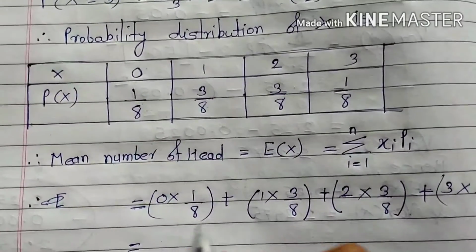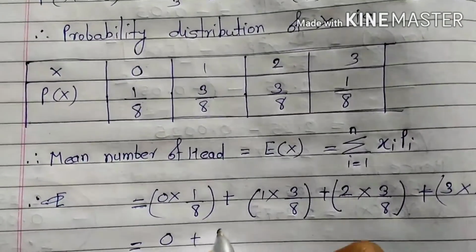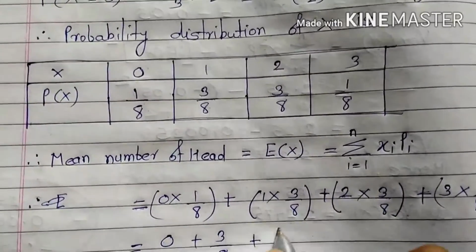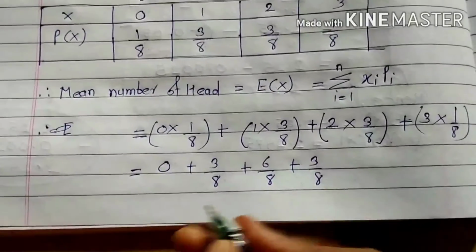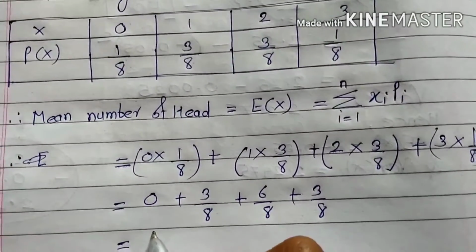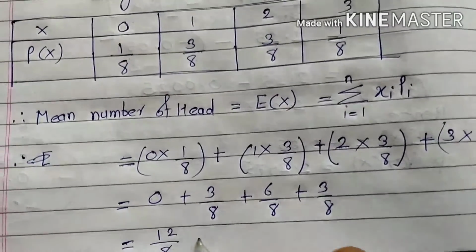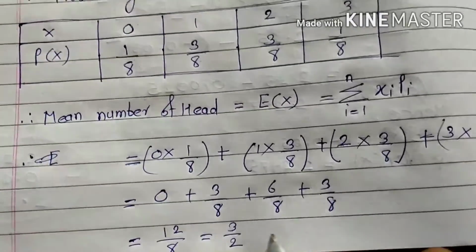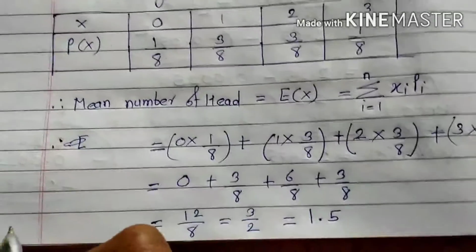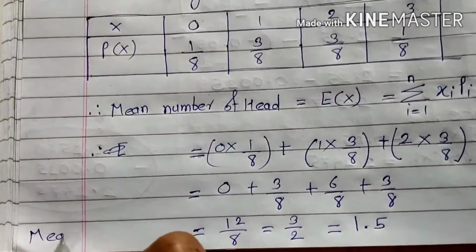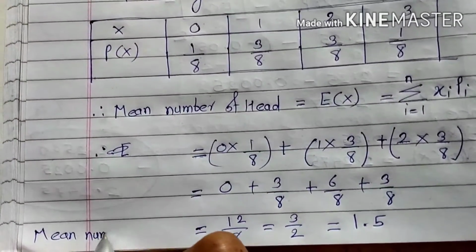So all is 0 plus 3 by 8 plus 6 by 8 plus 3 by 8. So all the values add to 12 upon 8, which is equal to 3 upon 2, which is equal to 1.5. So the mean number of heads is equal to 1.5.